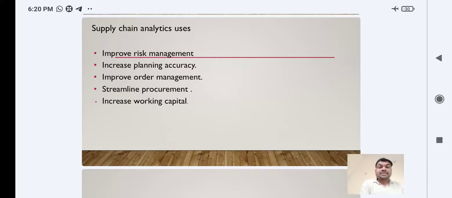Now, where is supply chain analytics used? Supply chain analytics is used to improve risk management, increase planning accuracy, improve order management, streamline procurement, and increase working capital.